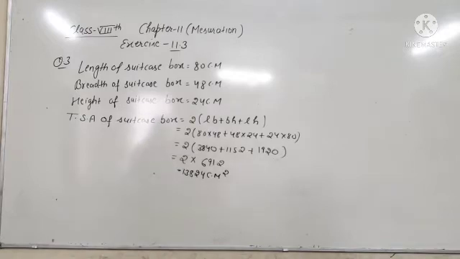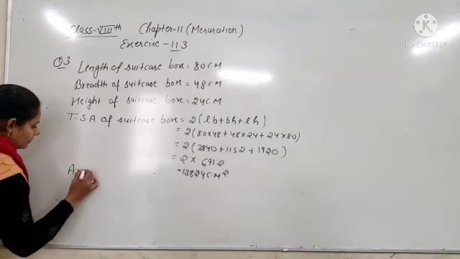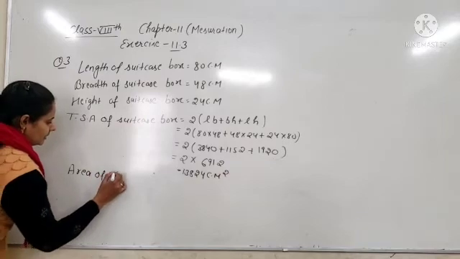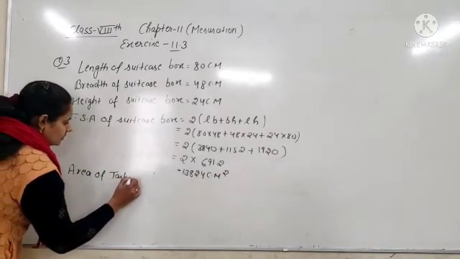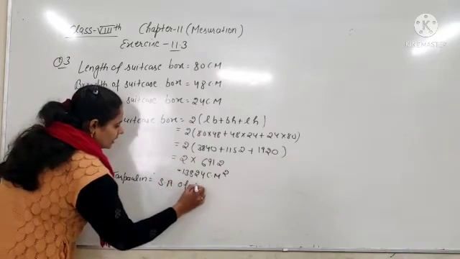So this is 13,824 centimeter square. Now area of tarpaulin. What will be the length of the tarpaulin whose width is given as 96 centimeter? So what will be the area of tarpaulin? It will be the surface area of the suitcase.